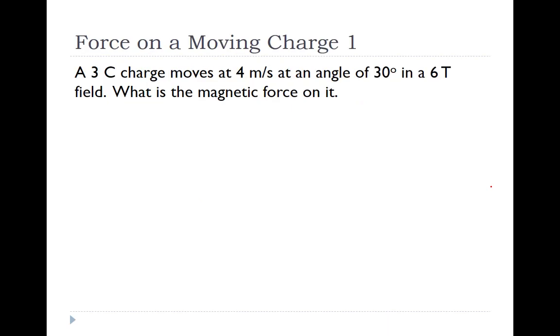So let's do a couple of quick calculations and examples. So we have a 3 coulomb charge moving at 4 meters per second at an angle of 30 degrees to a 6 Tesla magnetic field. Okay, I'm going to let the magnetic field be going up like this. And there's my 30-degree angle.